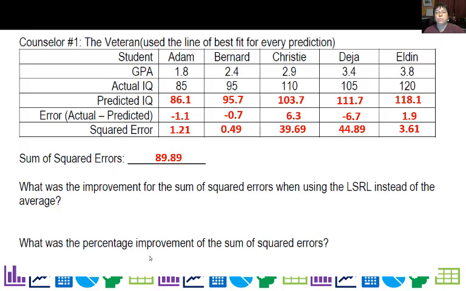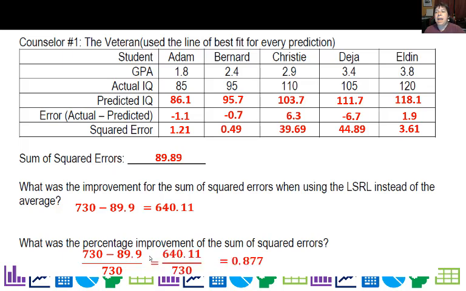So what was the improvement for the sum of squared errors when using the least squares regression line instead of an average? Well, it's 730 minus 89.9. That was an improvement of 640. What was the percentage improvement? Well, we take that 640 over 730, and it's 0.877.